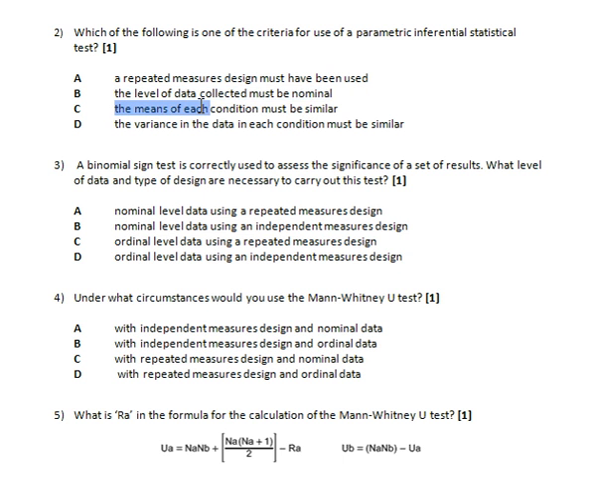And then this one here says the means of each condition must be similar. Well, that makes no sense, because usually we have two conditions and we're trying to see if there's a difference between them. So for them to be similar, that doesn't necessarily matter. So therefore, the only one that's left is D, and it says the variance in the data in each condition must be similar. And that makes sense, because we want a normally distributed population when we use a parametric test. Otherwise, if it's not normally distributed and it's skewed in some way, we'd use a non-parametric test. So that's why D is the correct answer for number 2.